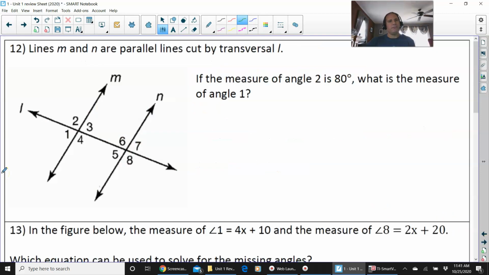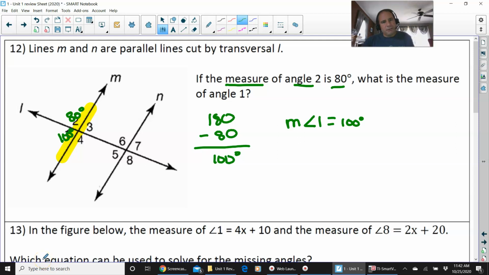All right, number 12. I'm going to give you a chance to do this right now. The measure of angle 2 is 80, so you're going to put that directly in here. And they want to find the measure of angle 1. Go ahead and do that. Press pause now. Okay, so hopefully you do have this worked down. Angles 1 and 2 are supplementary angles. They form a straight line. So you put 180 minus 80 on your page, and you get 100 degrees. The measure of angle 1 is 100 degrees. You are finished.